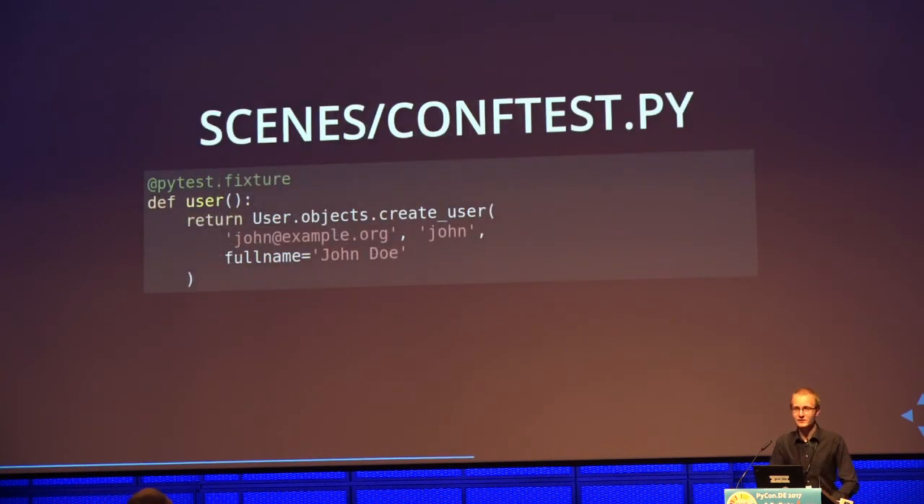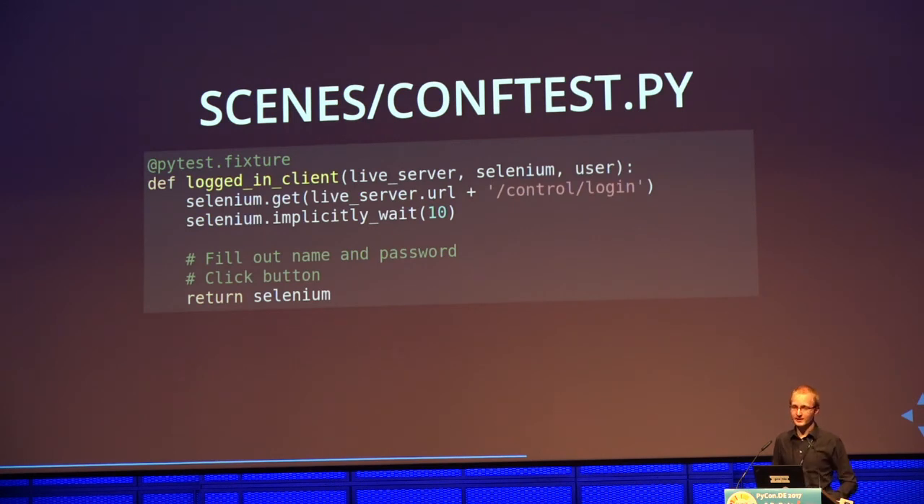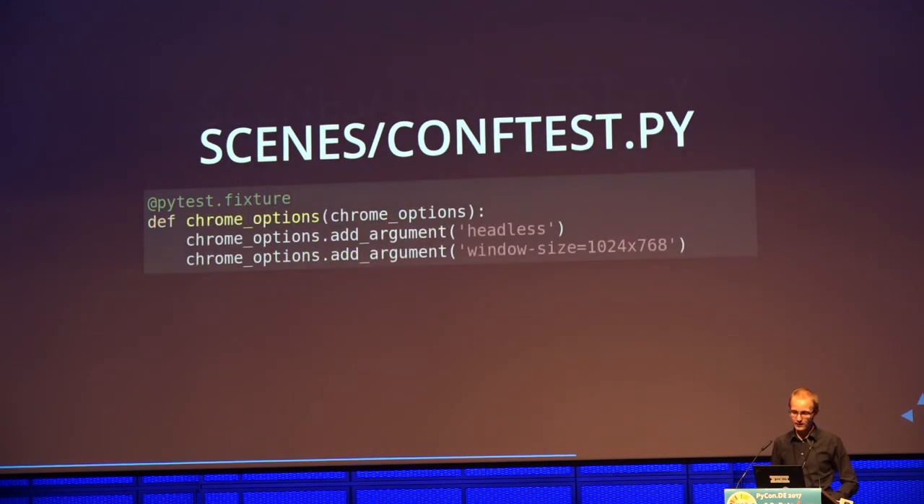And we define fixtures for our test data that we want to be shown in the screenshots, for example, a user fixture that creates a user in our database. And we define a fixture that creates a Selenium client that logs in our user to our backend and then waits a bit and does all those preparations. And we also have a fixture that sets the options for our Chrome instrumentation because we want Chrome to be headless and of a specific window size.